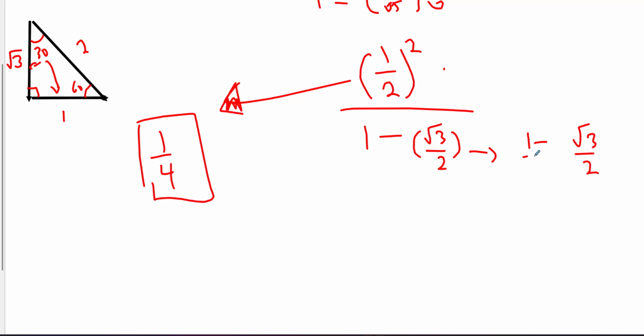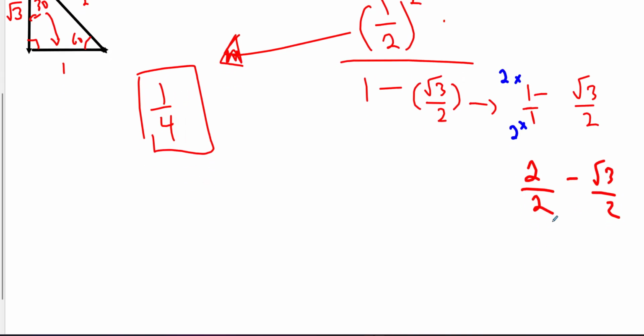So how do I simplify this? Well, I know that 1 is 1 over 1. And I know that I need a common denominator to add or subtract fractions. So I'm going to multiply both the top and bottom by 2. So this becomes 2 over 2 minus root 3 over 2, which is obviously 2 minus root 3 all over 2. So now this is my denominator.